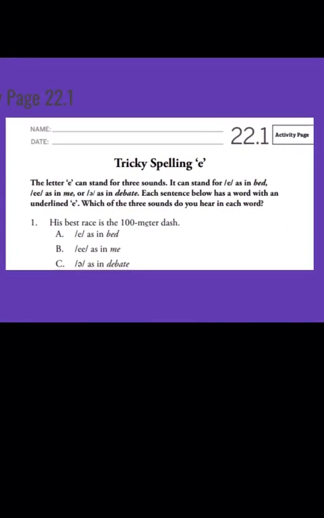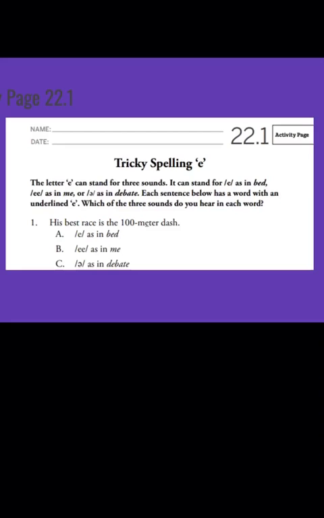22.1. The directions say the letter E can stand for 3 sounds, which we just learned about on the last slide. It can stand for as in bed, E as in me, or as in debate. Each sentence below has a word with an underlined E, and you need to decide which of the 3 sounds do you hear in each word.